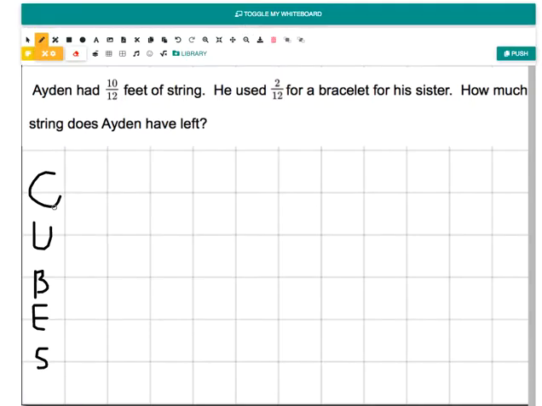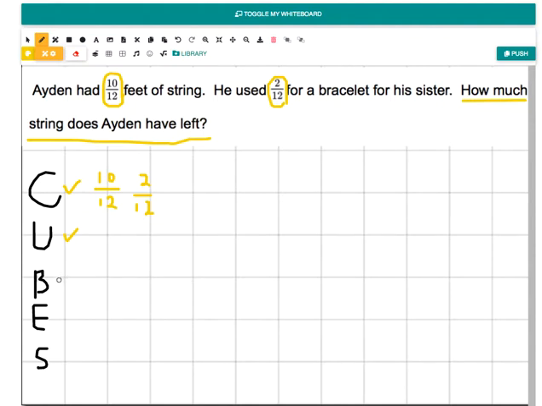So our first step is circle our numbers, and they're actually going to be fractions this time. So it's going to be 10/12 and 2/12. And you can put a check here, or you can write them in, whichever you prefer. I will do both so you can see what it looks like with both. Next thing is to underline our question. So we're going to underline how much string does Aiden have left? Because that's the question. The first part's just the story part of the problem. This is the actual question we're trying to solve. We want to know how much he has left.